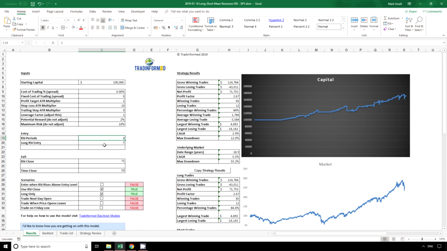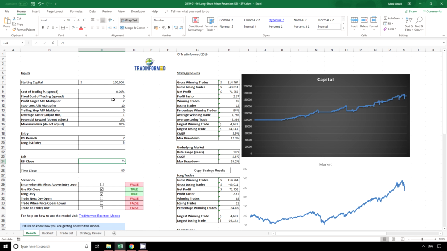So we have a two-period RSI, and this number five here is our RSI level that we're using as an entry point. The next thing we're using is the RSI as a close as well. So we're using the 75 RSI level as a closing indicator.